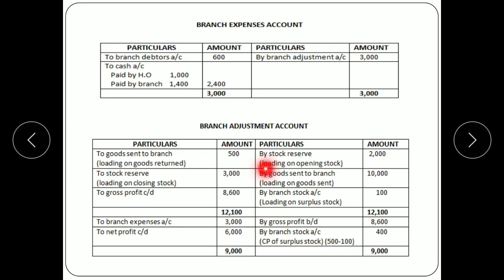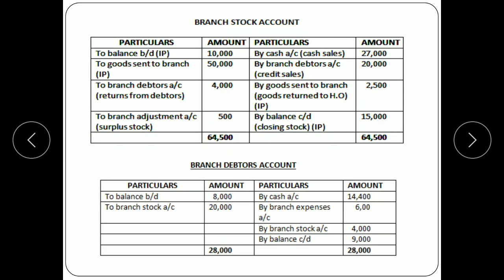Credit side we have by stock reserve, that is loading on opening stock, 2000. Next by goods sent to branch, that is loading on goods sent, 10,000. And by branch stock account, that is loading on surplus stock, 100. So basically to pass these entries you will have to look at the branch stock account.